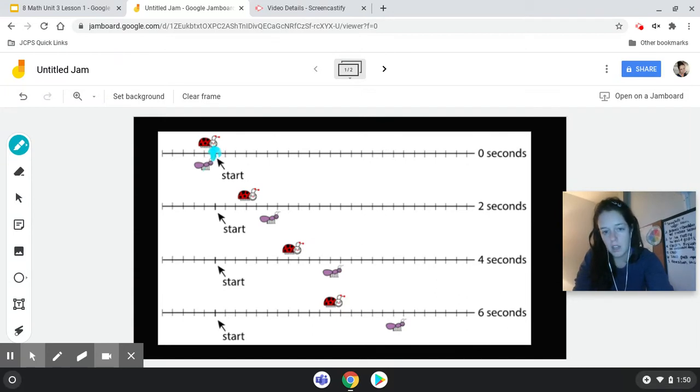You don't have to draw a bug. Not everyone can draw. It's okay if you can't draw. We're just going to put a dot there. Okay, so it's moving twice as fast as the ladybug. So we're not going to worry about the ant. We're just going to look at the ladybug.